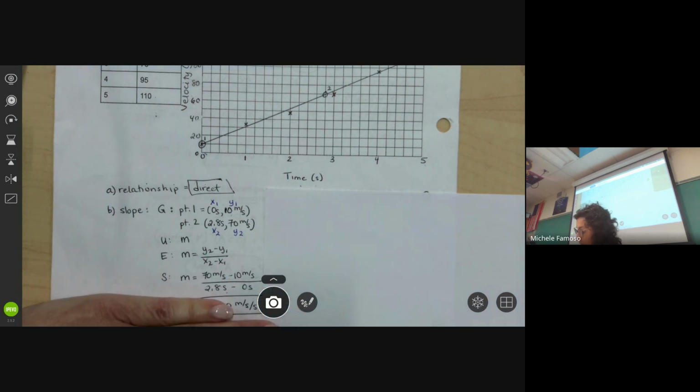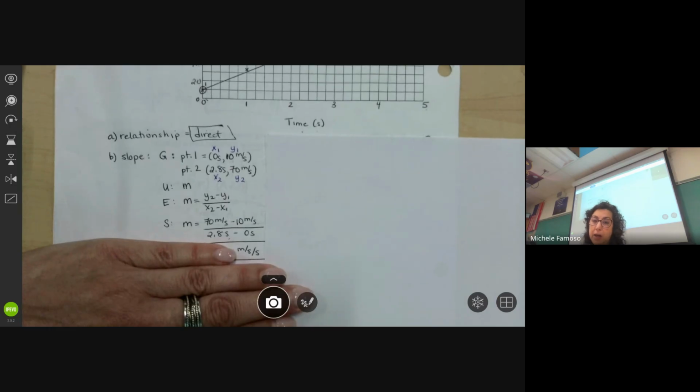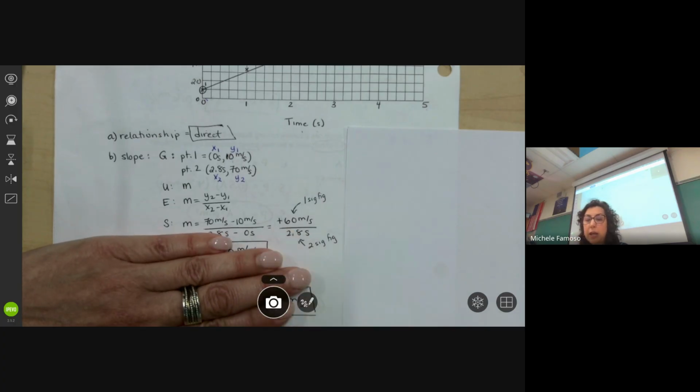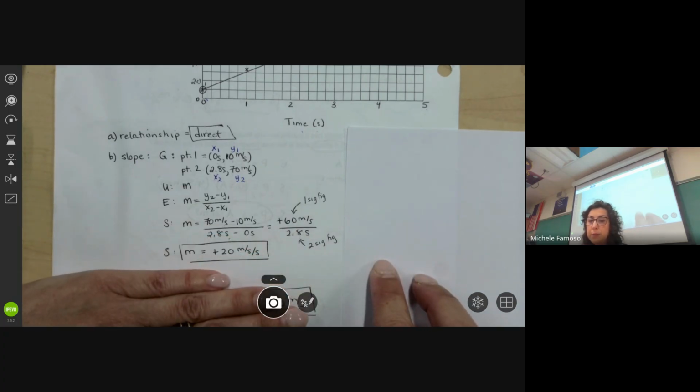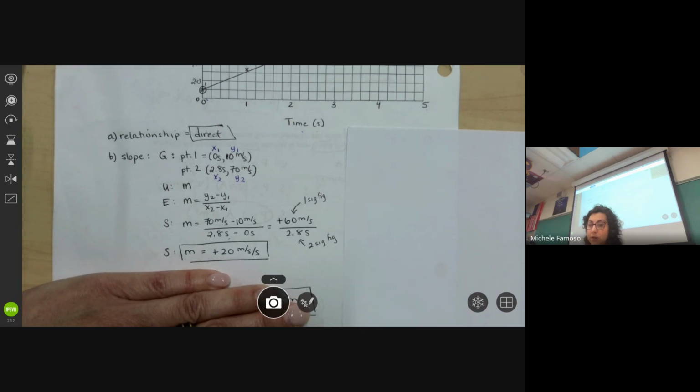Now we're going to go ahead and plug in the points that I just indicated with their values. 70 m/s minus 10 m/s all over 2.8 s minus 0 s. I then do my intermediate subtraction. So I get positive 60 m/s. That has 1 sig fig because of the precision of the data, and it's over that 2.8 seconds, which has 2 sig figs. So I'm going to round my answer to 1 sig fig because of the numerator, which gives me positive 20 m/s over s.